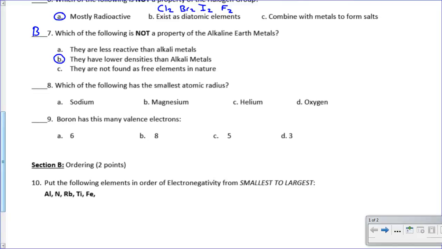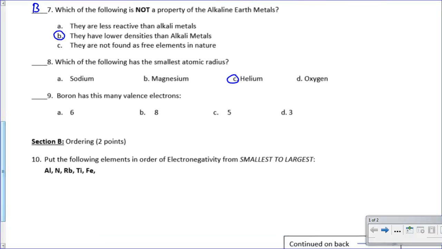All right, which of the following has the smallest atomic radius? So looking here at the atomic radius, it gets small as you go up and to the right. And so helium is the one there that is the most up and to the right out of those, so it is C.